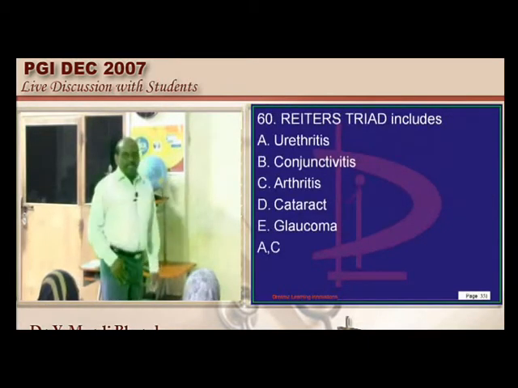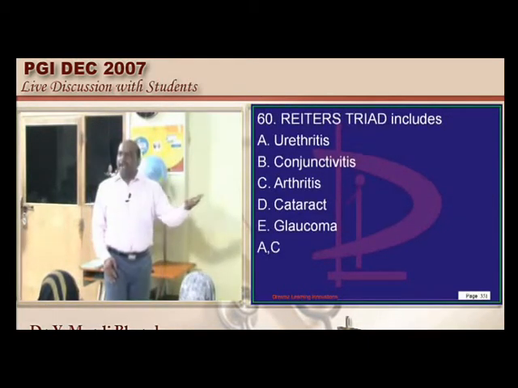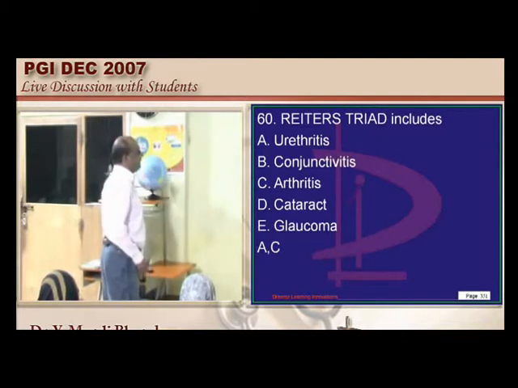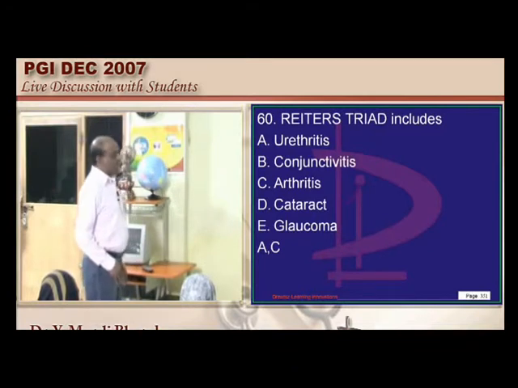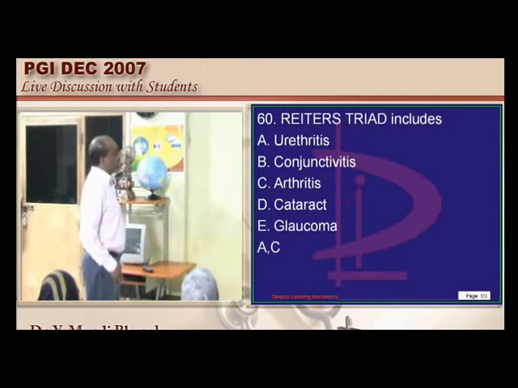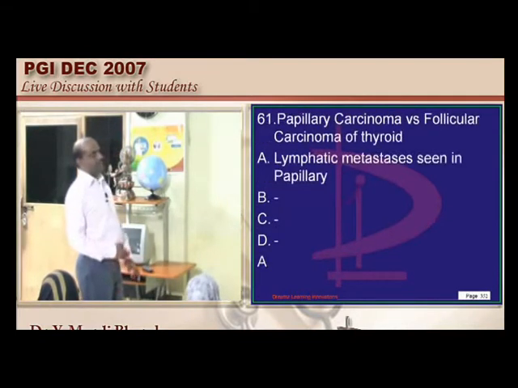Now, what is Reiter's triad? He can't see, uveitis is there; he can't pee, urethritis is there; he can't climb because there is arthritis. That is the triad of Reiter's, reactive arthritis, which needs to be remembered. So he does not have cataract, he does not have glaucoma. What he has is uveitis, for which he is unable to see. Anterior uveitis is a very important feature.